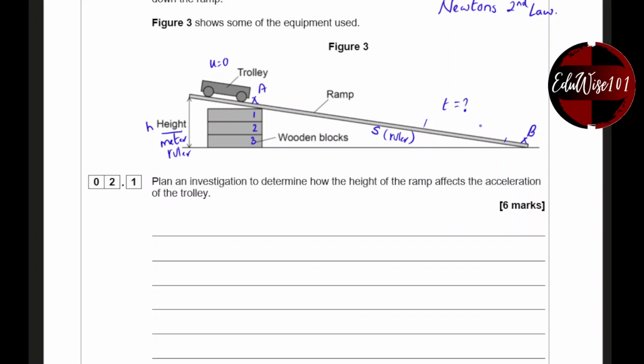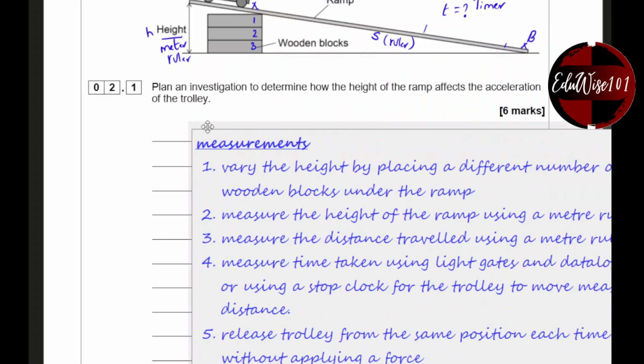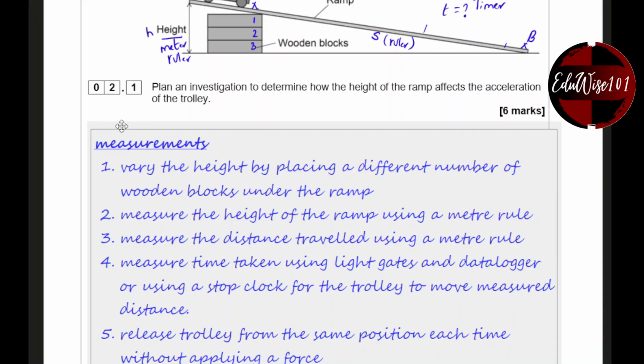You will need to measure the time, and for that you need a timer or a stopwatch. And you would repeat for each height at least 3 times, so you can actually get an average value of the acceleration. So the measurements that you would take, you can actually split this answer into 2 parts. First of all, the measurements, and then how you would get the results. So here's how you would write an answer.